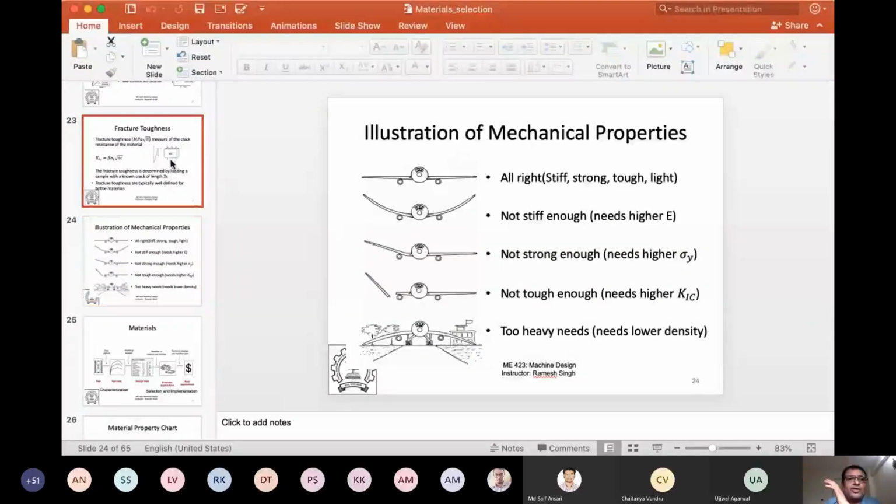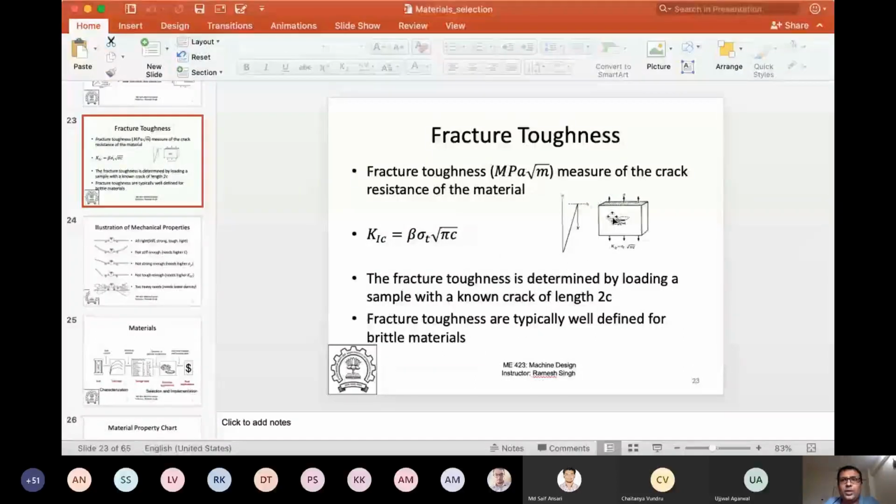So if you see this, failure is almost instant. You're pulling the material, it is nice and linear, and all of a sudden, boom, the material fails. Right? And there will exist a value of sigma t for every 2c. If 2c is larger, sigma t will be smaller. You get me? So this is for catastrophic measurement. This fracture toughness is not an energy measurement. It's not the measurement of the area between stress and strain. Right?